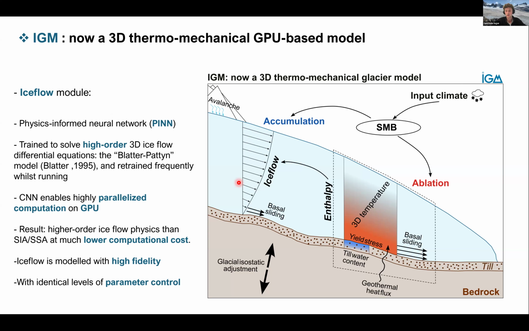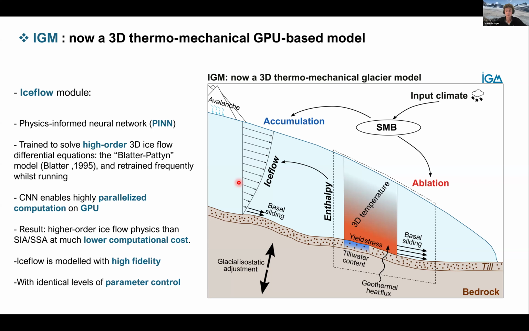And we train the neural network to solve these equations, and we can give the solution of these equations back to the neural network very frequently. So we can retrain it frequently through the simulation as it runs. And this convolutional neural network enables us to parallelize the computation massively on a GPU. Before, we were only able to parallelize ice flow computation on a small number of cores, maybe 60 cores, 100 cores. Now we can parallelize on GPU across thousands of threads. And so we can compute this much faster.